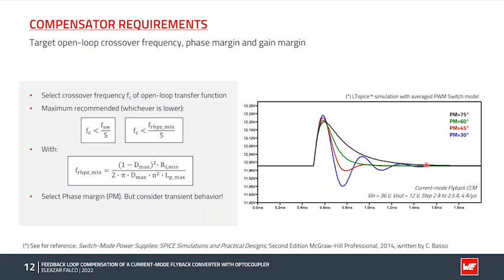So with this in mind, we can target a phase margin of 60 to 70 degrees, and then a minimum worst case phase margin of 45 degrees as a good design approach. Regarding the gain margin, it should be higher than 6 dB.